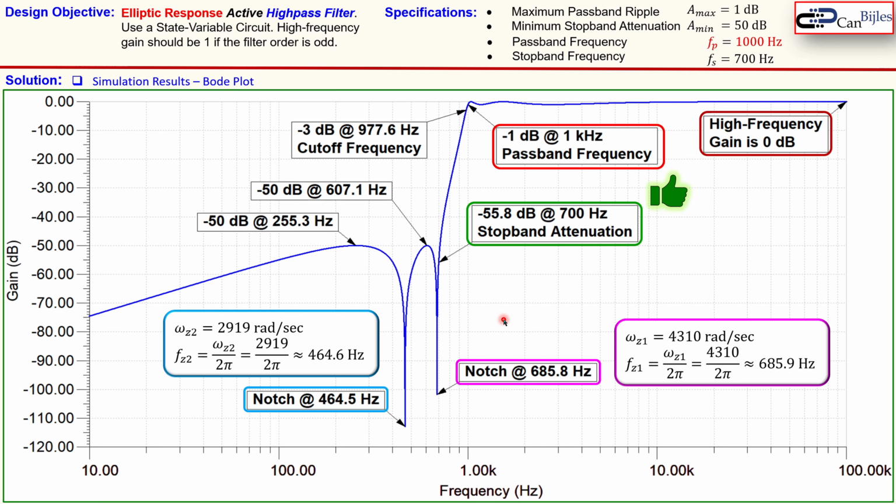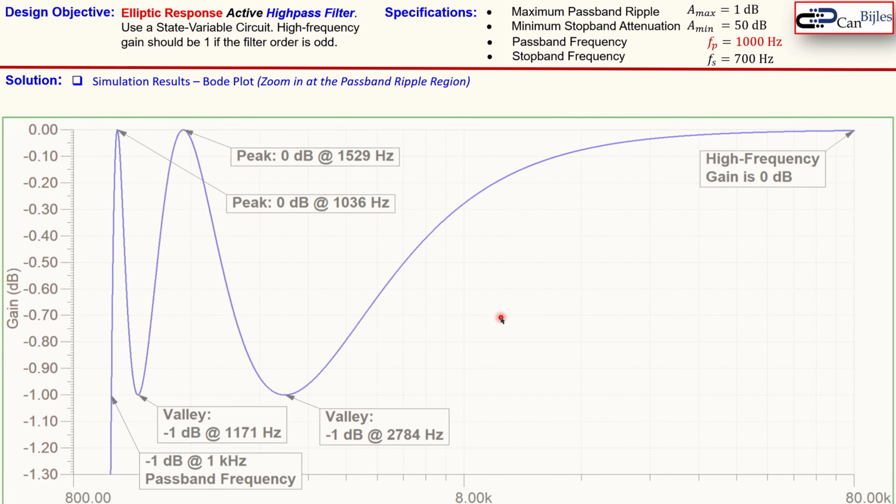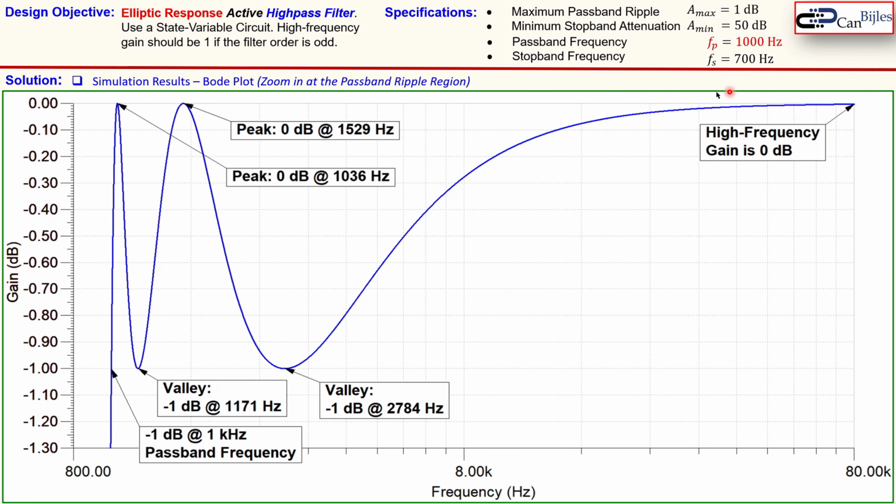Now let's zoom in the passband ripple region in more detail. You see here again the ripple. This is just the passband region. You see clearly that there is a ripple in the passband region. That makes actually the elliptic response more useful in order to create a filter with a lower order. You see that again the high frequency gain is 0 dB and a passband frequency of 1 kilohertz and a gain of minus 1 dB. This distance here is indeed 1 dB.